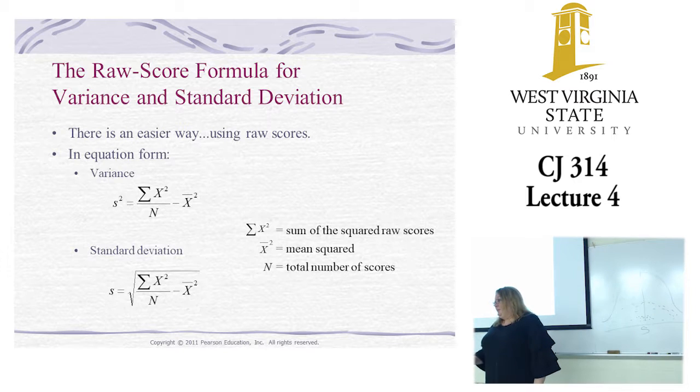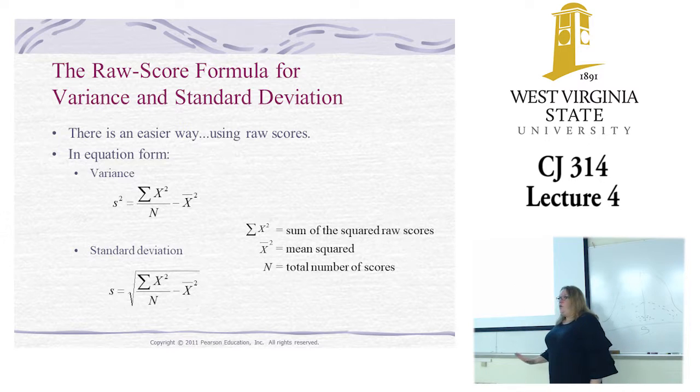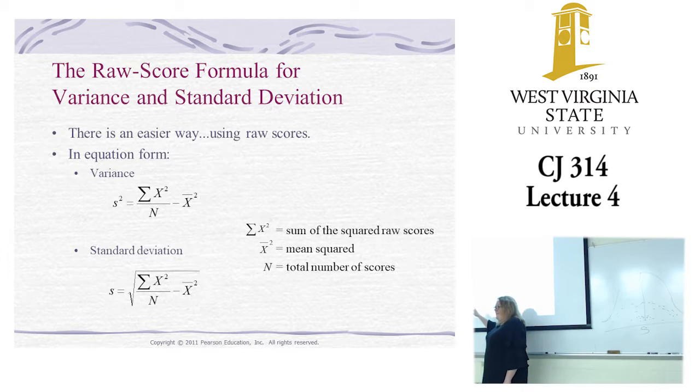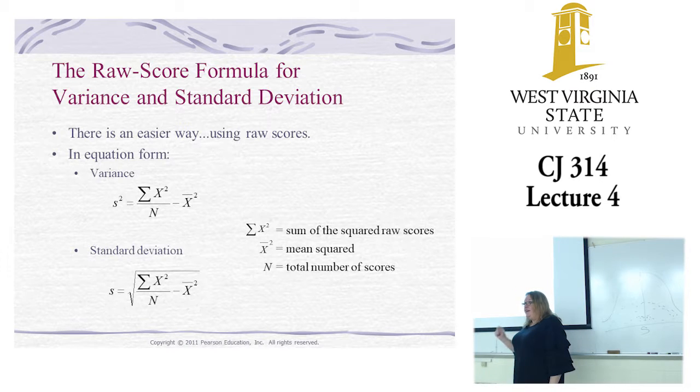This is called the raw score formula. Funny looking E. We know what that means. It means add up. X squared: we're going to take each of our data points and square them and add them up. We're going to divide that by n, and then we're going to subtract the squared mean. So we still find the mean, we're just squaring it this time.